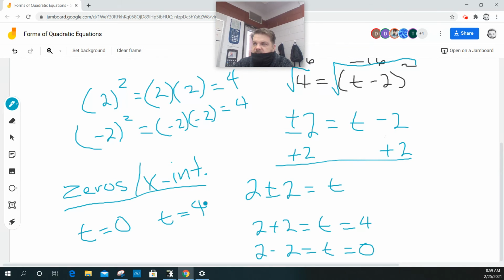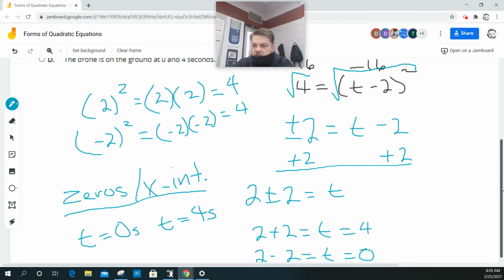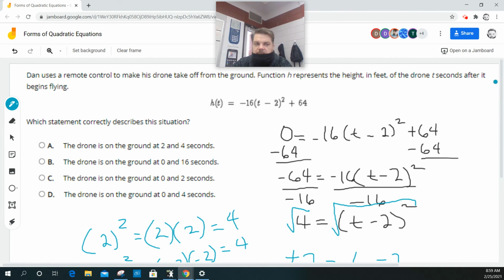What does t represent? Time in seconds, right? How do I remember that? I got to go back. We'll reread the problem. It says Dan uses the remote control to make his drone take off from the ground. The function h represents the height, so h is the height in feet, and the drone is t seconds after it begins to fly.